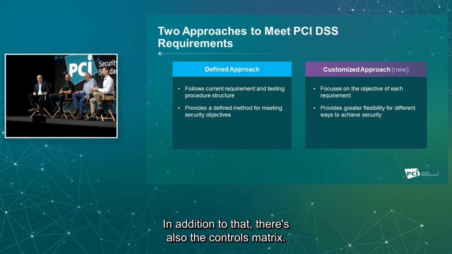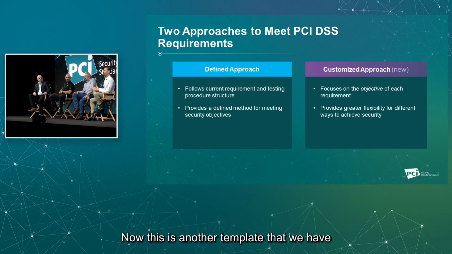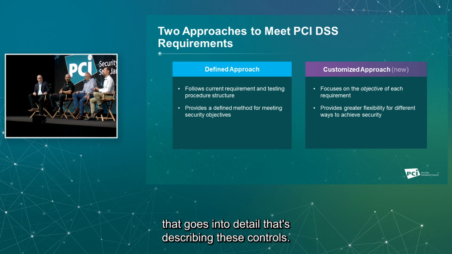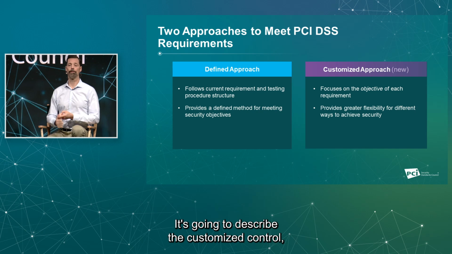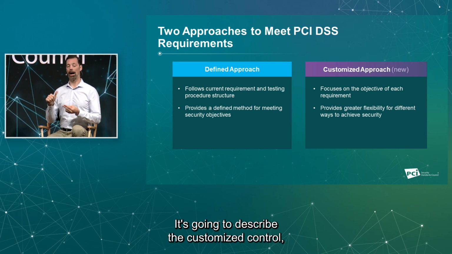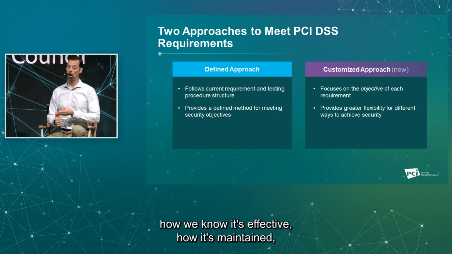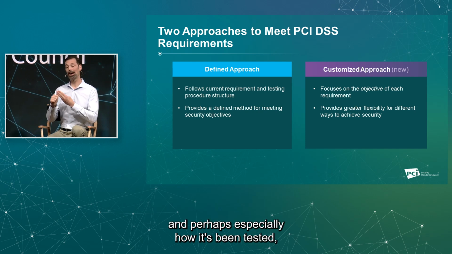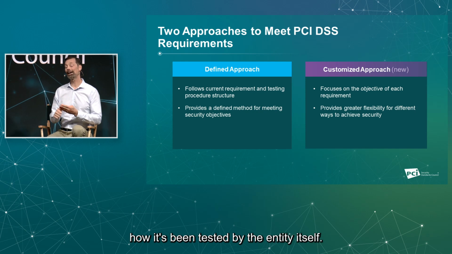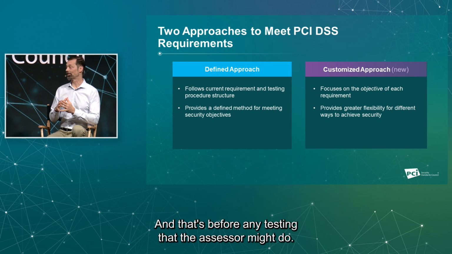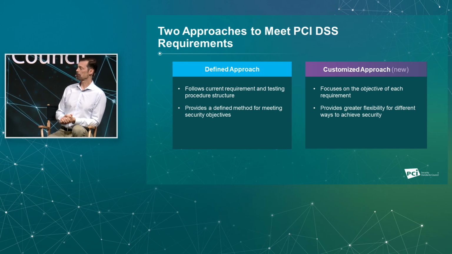In addition to that, there's also the controls matrix. Now, this is another template that we have that goes into detail describing these controls. It's going to describe the customized control, how we know it's effective, how it's maintained, and perhaps especially how it's been tested by the entity itself. And that's before any testing that the assessor might do.